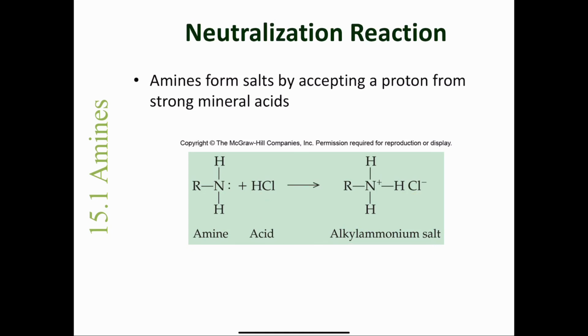And if I went ahead and drew the complete Lewis structure of HCl just for illustrative purposes here, I could do the same thing that I did in the last slide, where I show the lone pair from the nitrogen forming a bond with the hydrogen. But again, hydrogen cannot have two bonds. So simultaneously, as I'm forming that new bond, I'm going to break this bond. So I end up with my alkylammonium and my chloride, which has 4 lone pairs on it now.